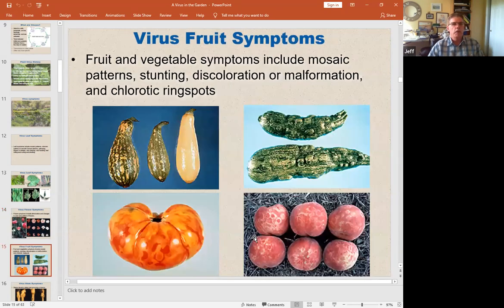On fruit, that's a little bit different thing, and perhaps a little uglier even. Fruit and vegetable symptoms include mosaics, so you see the yellow and green. Stunting, the fruits may become small. Discoloration or malformation. I'll just say personally, I would not like to admit I've ever had a wart. And this vegetable probably wouldn't like to admit it either, but there it is. The virus is producing warts. And finally, on fruit, frequently you have ring spot patterns. So you see the little rings in the tomato and in the plum.